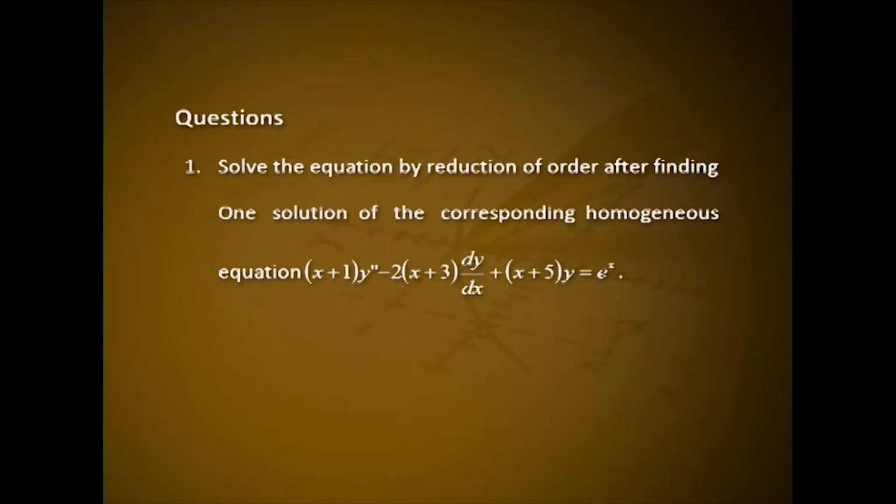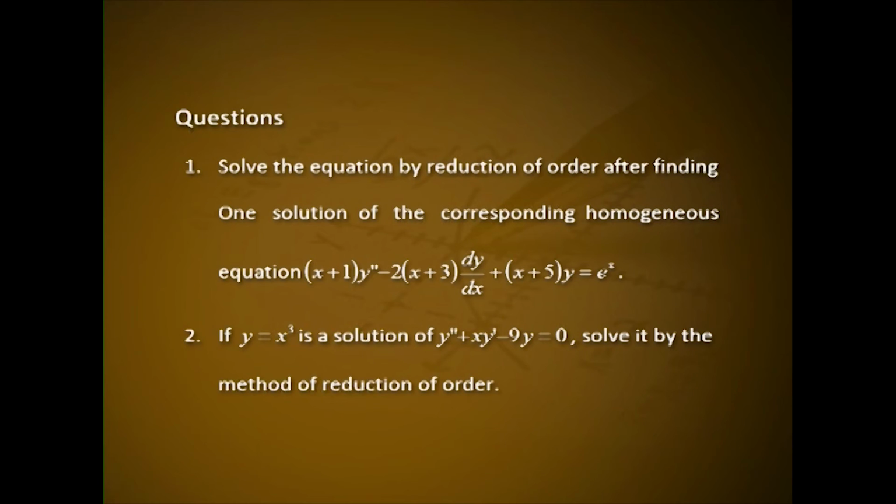Now you can try to answer the following questions. First one, solve the equation by reduction of order after finding one solution of the corresponding homogeneous equation: (x + 1) y'' - 2(x + 3) dy/dx + (x + 5) y = e^x. Second one, if y = x^3 is a solution of y'' + x y' - 9y = 0, solve it by the method of reduction of order.